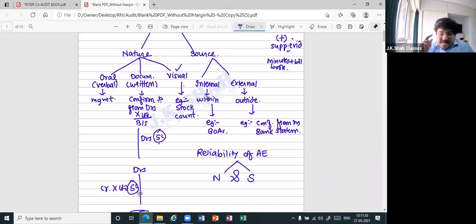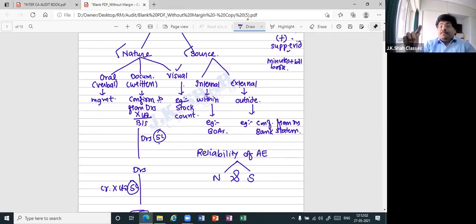Think and answer. Internal is more reliable or external? External. Good. You know why? Because internal can be manipulated by the management, whereas external is not thought to be directly manipulated by the third party. But management obviously is more skeptical to do something wrong. So external is always more reliable as compared to internal. So then use common sense. Your reliability depends only on the nature? No. Does it also depend upon the source?